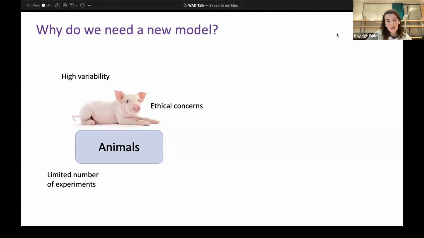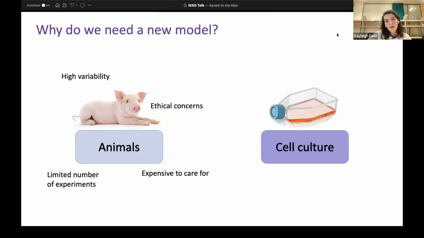Also with the ethical concerns, there's a limited number of experiments that we can carry out. It has to be really refined, and we can't just use as many animals as we want. There has to be a lot of thought behind it to really limit the number of animals that we're using in these experiments. And also there's the cost associated with them: getting the animals and then also caring for them while we're using them.